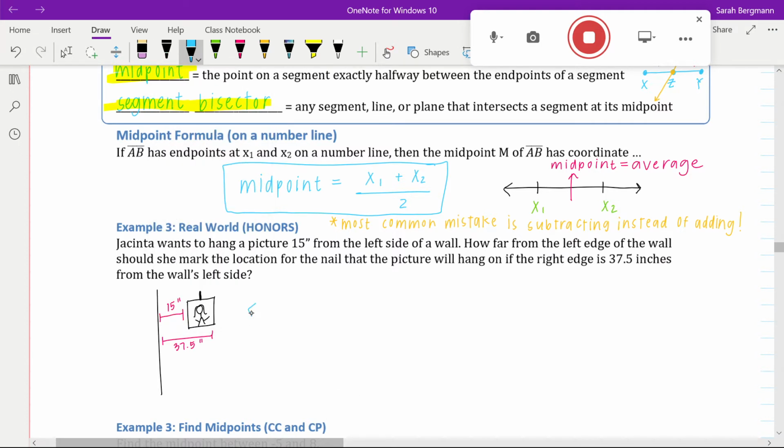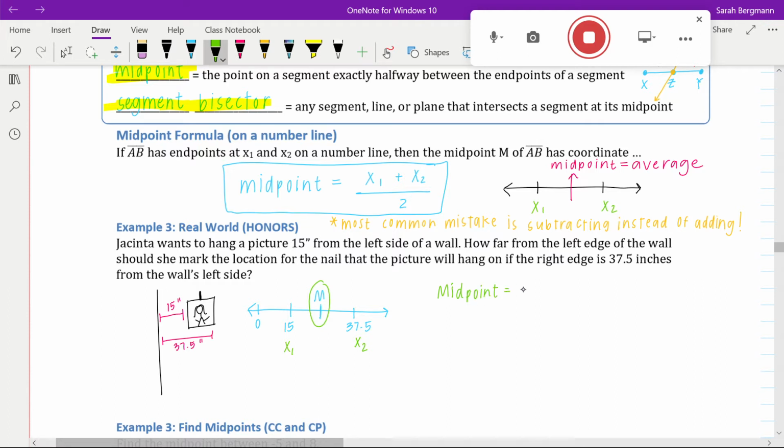Basically, if we drew this out on a number line, we would have 15 here, 37.5 here, because they're the distance from 0. 0 is where the left side of the wall is. And we want to find the halfway point between 15 and 37.5. This would be the midpoint of 15 and 37.5. So we'll let 15 be x1, 37.5 be x2, and we want to find the coordinate of the midpoint. The formula is the average.